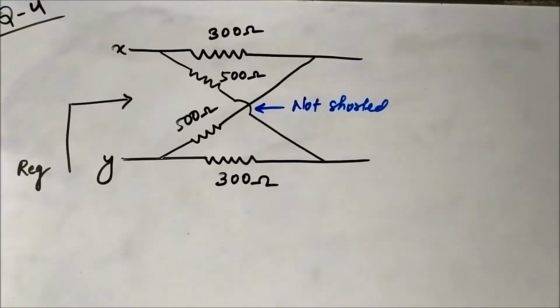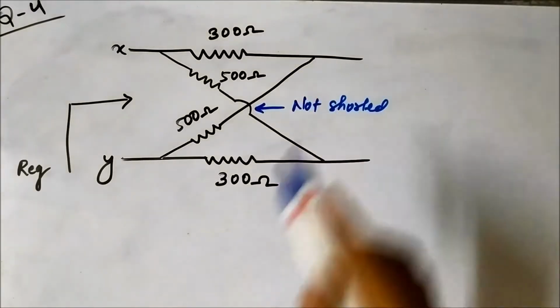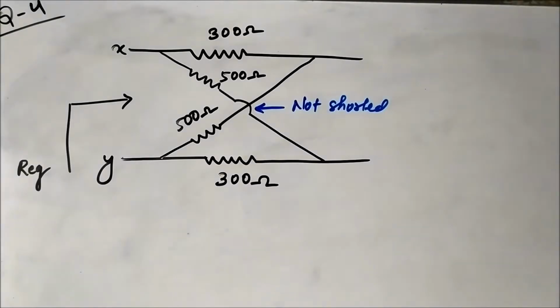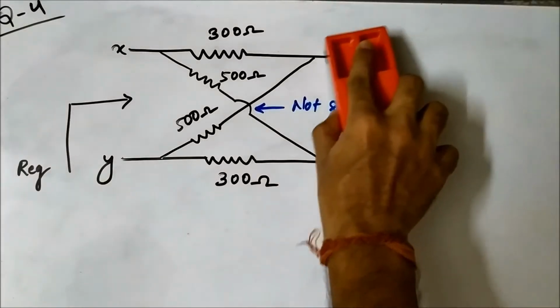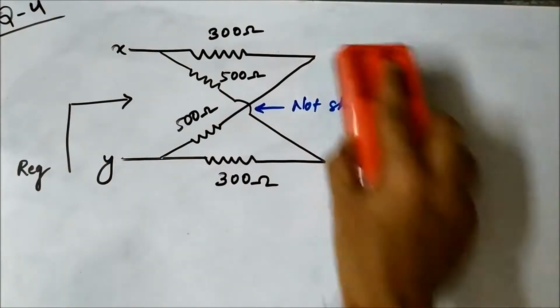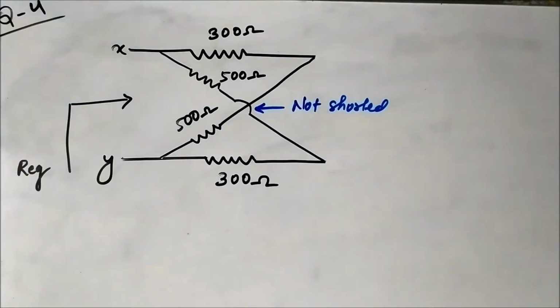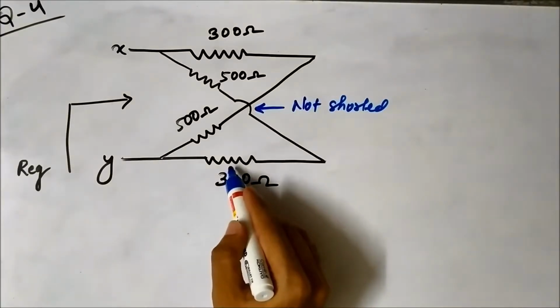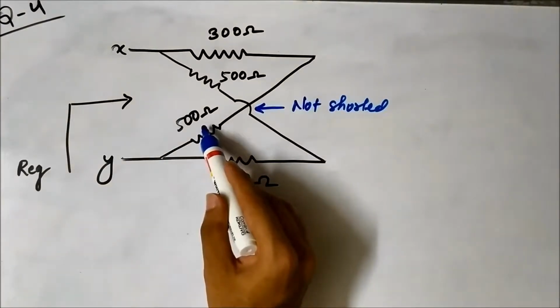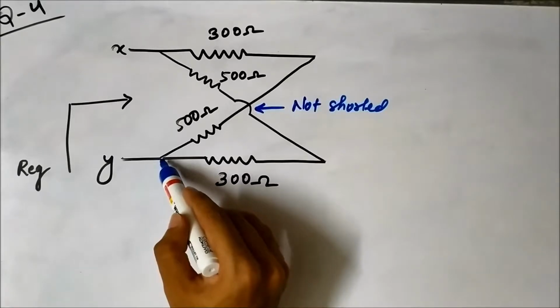Now this circuit might first look a bit tricky because of these extended portions. So the first thing to do is to remove them. They are deliberately given to create confusion. Now see, this 300 ohm resistance and 500 ohm resistance have one common point.